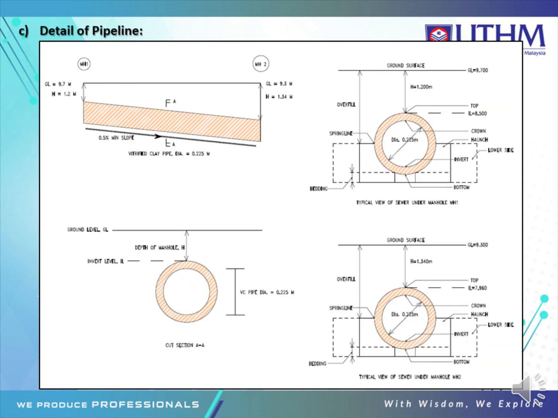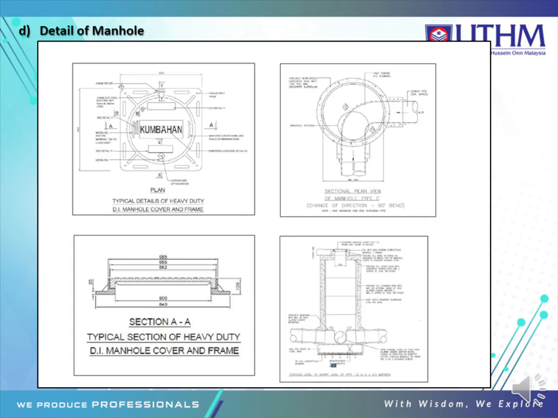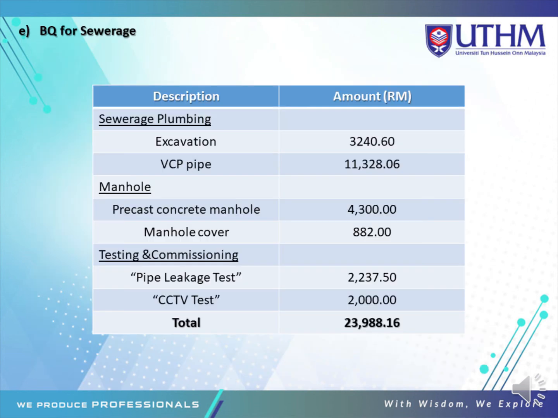The detail of pipeline. The right top corner is the cross-section view of sewerage under manhole 1, while the right bottom corner is the cross-section view of sewerage under manhole 2. This is the manhole detail. All the detail is according to the standard MS1228. This is the detail for sewerage. The total amount is equal to 23,988 ringgit.